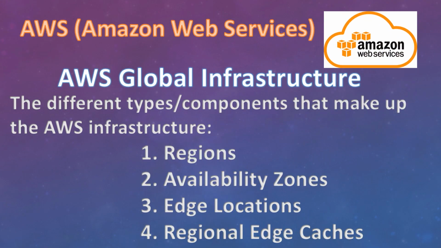The different types of AWS global infrastructure include: 1. Regions. 2. Availability zones. 3. Edge locations. 4. Regional edge caches.